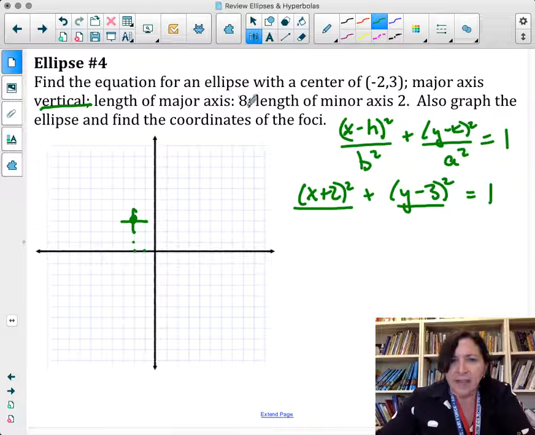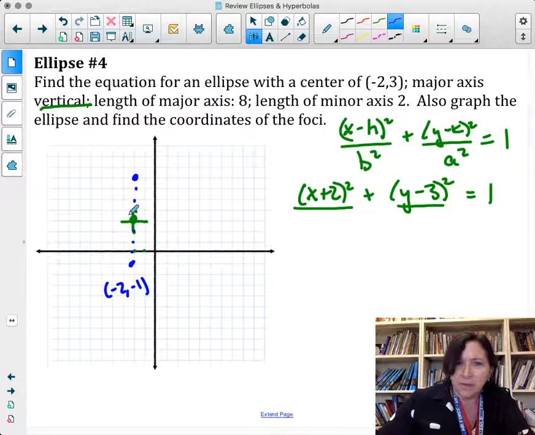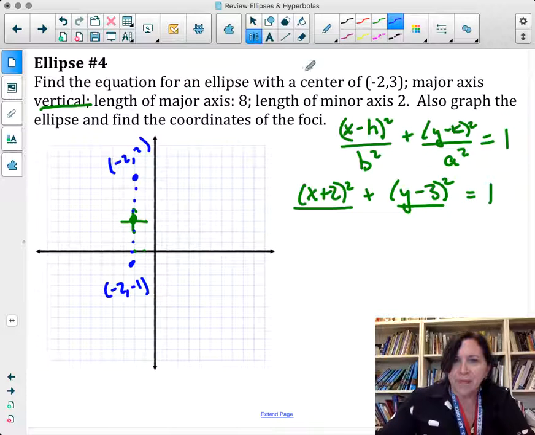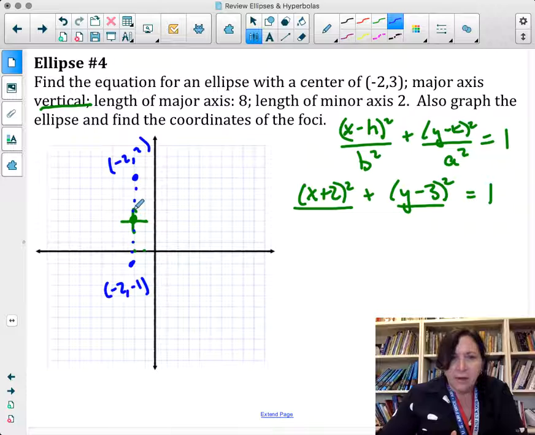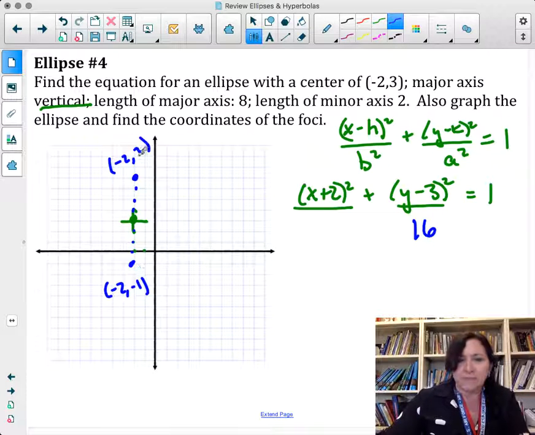It says that the length of my major axis is 8. Now, they also said that it was vertical. So if the length is 8, it's going to go up 4, and it's going to go down 4. Okay, which means that at -2, -1 is one of my vertices. And at -2, what is this? It's going to be 3 and 4 is 7. So at -2, 7 is my other vertex. So basically, I went up 1, 2, 3, 4. So in the y direction, I went up 4. So that means this value right here is 4 squared, which is 16.